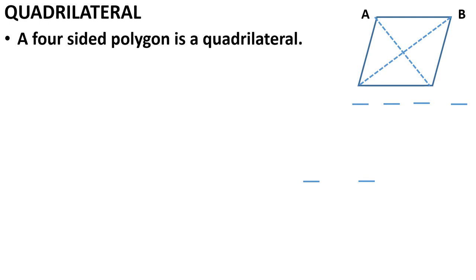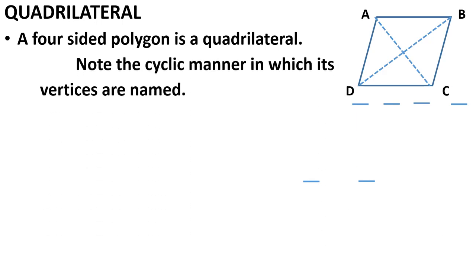Note the cyclic manner in which its vertices are named. See the figure carefully. Its name is written in a cyclic manner: A, B, C, D as we move around the cycle. Or we can say in a clockwise or anti-clockwise direction, but not diagonally. In this way we can write down its name.